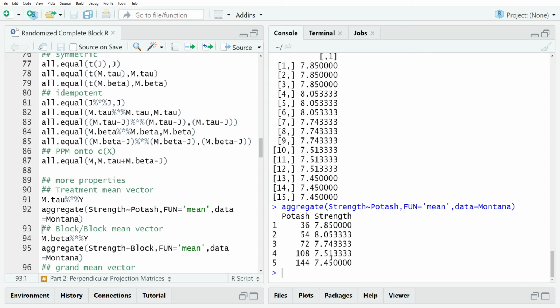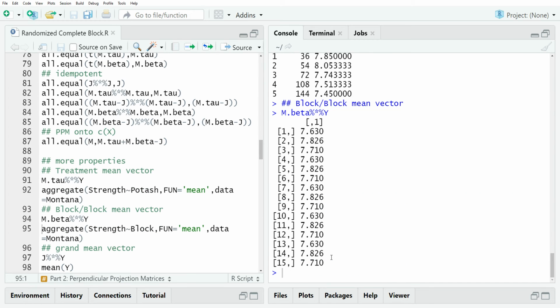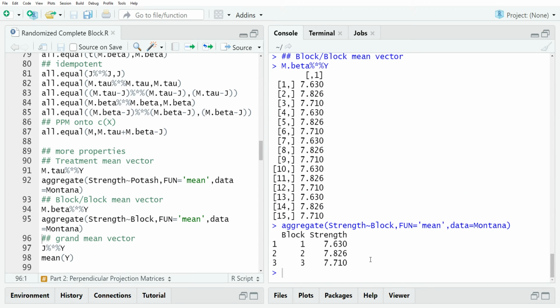Now the block mean vector is M beta times Y. And notice that it's repeated. So it takes mean block 1, mean block 2, mean block 3, and just puts them at the first 3. And then it repeats A times, so 5 times. So that's the structure of the block mean vector.